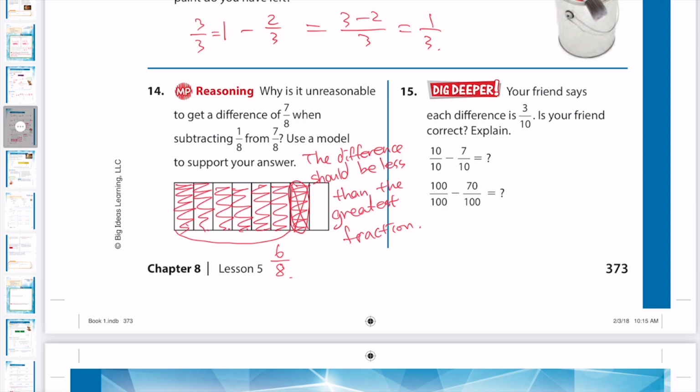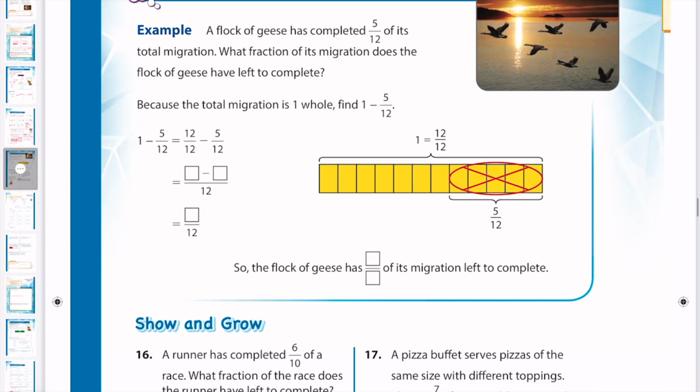So number 15, your friend says each difference is 3/10. Is your friend correct? Explain. This is what? 3/10. Okay, and this is equal to what? 30 over 100. Okay, when you divide that into 10 each, it's going to be 3 over 10. So your friend is correct. So the answer is what? Therefore, yes. Because 30 over 100 is equivalent to 3 over 10. Okay, that's the reason.